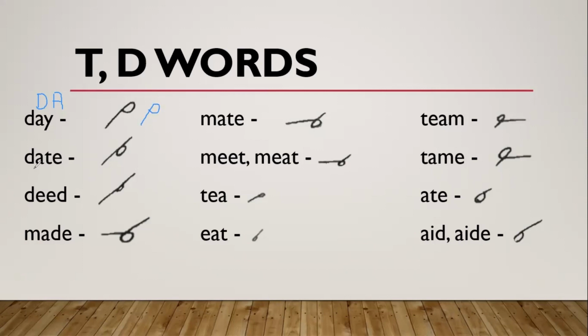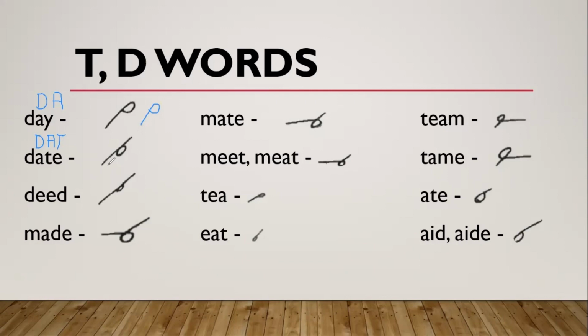Date. Again, you will listen to the sound first. Okay, anong maririnig mo sa word na date? Anong sound? It is D, they. Okay, next one is A. So, ano yung kulang? Date. Okay, it is the letter T, right? Date. Okay, and how do we write this one? Okay, so we will write it as D, A, and T.